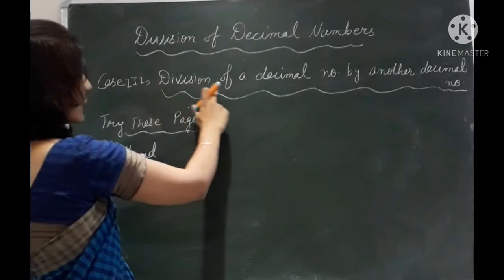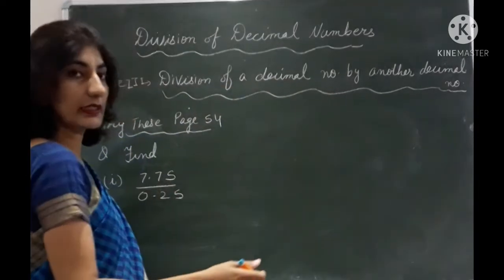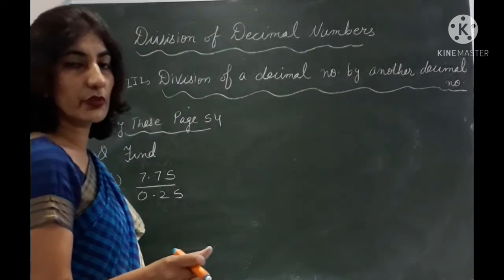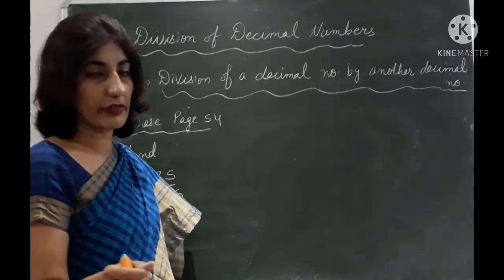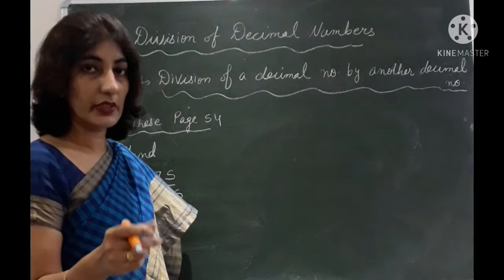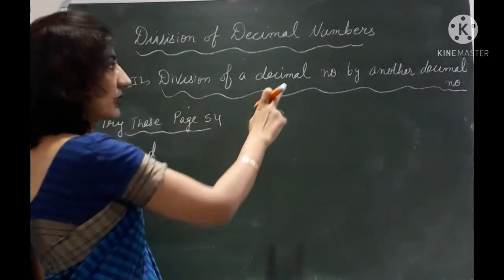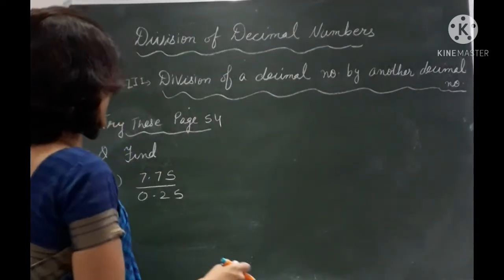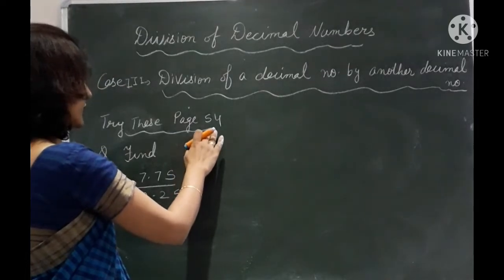Case 3 is division of a decimal number by another decimal number. First we have done division of a decimal number by 10, 100, 1000. Then we have done division of a decimal number by a whole number. Now we have division of a decimal number by another decimal number. You can see Try This given on page number 54.